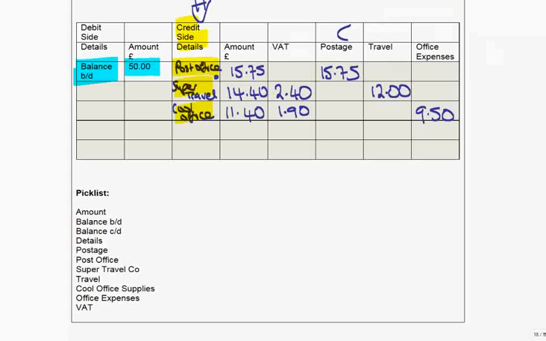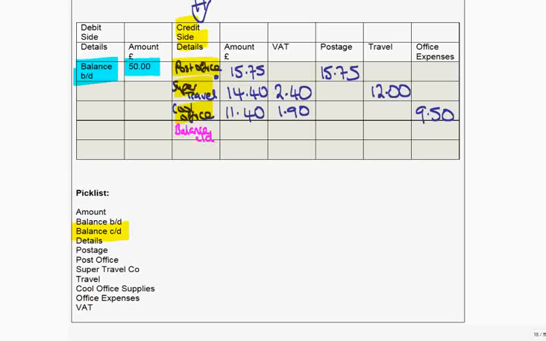Don't forget as well, we have to include the balance carried down. Notice here on the pick list they are likely to give you balance brought down. Don't pick that one, because you've already got that done for you. We finish this table off by adding in here the balance carried down, which you'd select from the list.